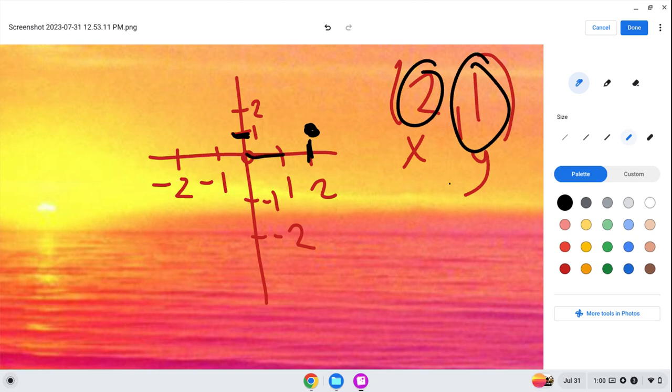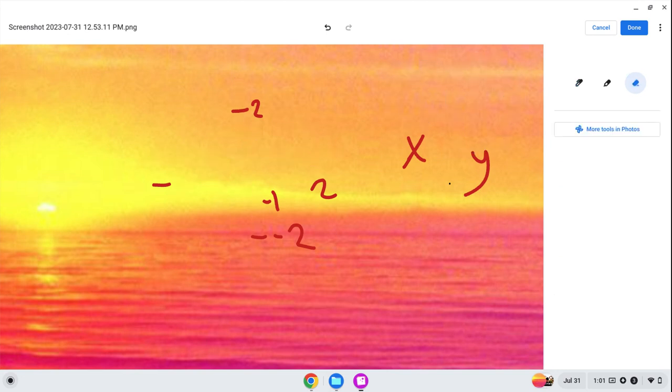So it's 2 to the right because the x-axis is all about right and left. And then 1 up because y-axis is all about up and down. Let's do a few more. It starts to get more clear as you do more practice.